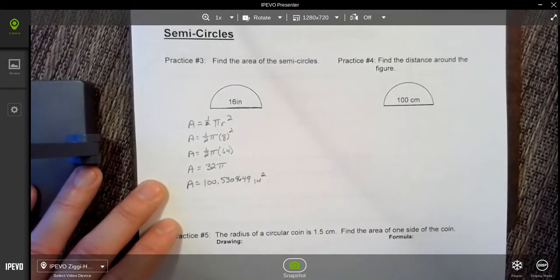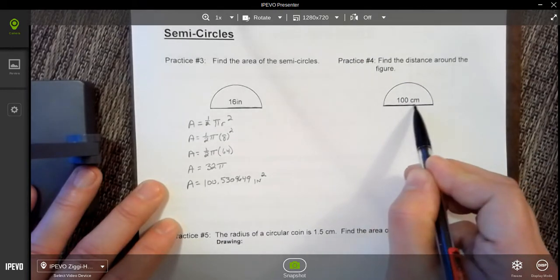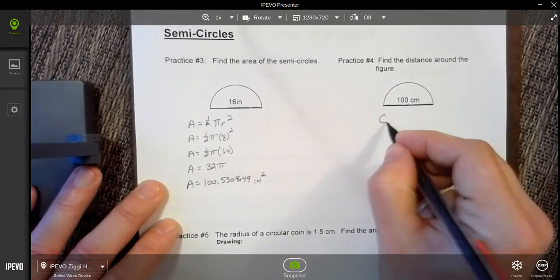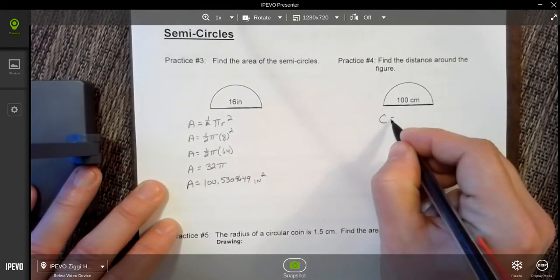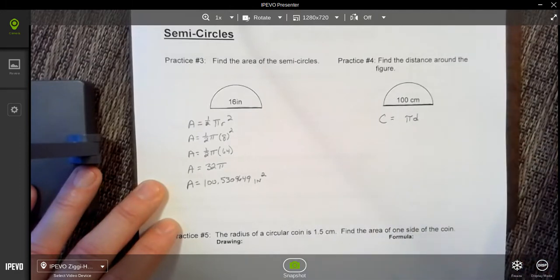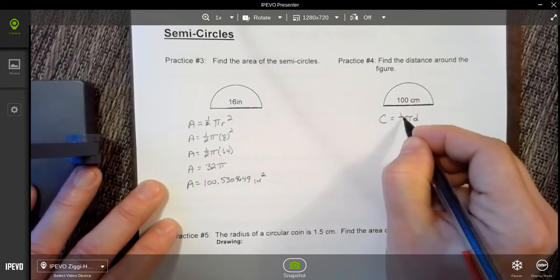In question number 4, you're going to find the distance around this semicircle. Distance around is our circumference. And again, this 100 from here to here would be the diameter if we had a full circle. So we're going to use the circumference formula that uses diameter. C equals pi d. But again, it's not a full circle. It's just half of a circle. So we're going to put a 1/2 in front of it.